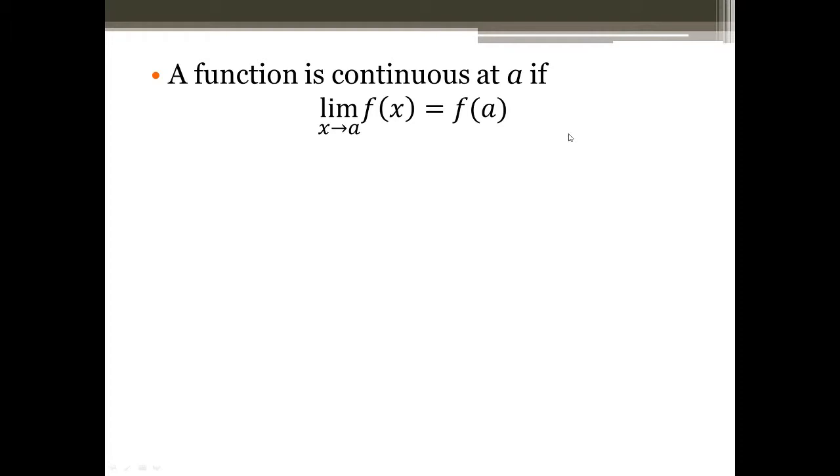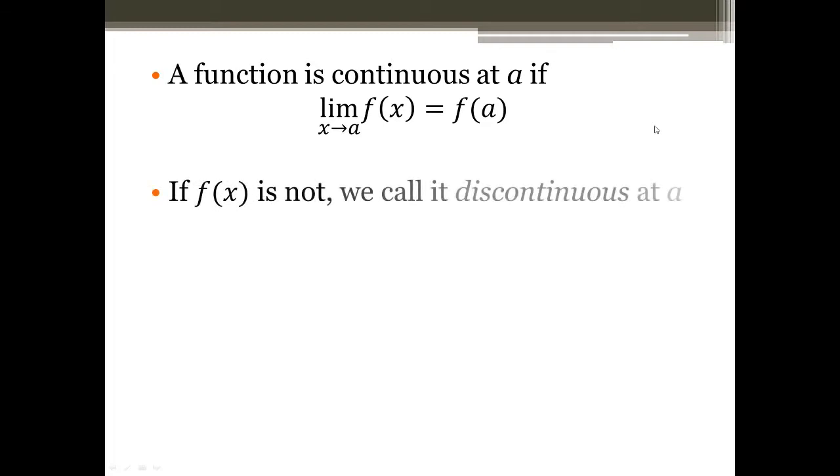This seems kind of strange because I remember in one of my previous lessons we talked about helpful hints for calculating limits, and one of the hints I had was effectively just calculate f at a. If it gives you a number, then that's the limit of the function. You can use that check also to see if a function is continuous. A function is continuous at a if f of a is equivalent to the limit as x goes to a of the same function. If f of x does not meet this condition at a, then we call it discontinuous at a.